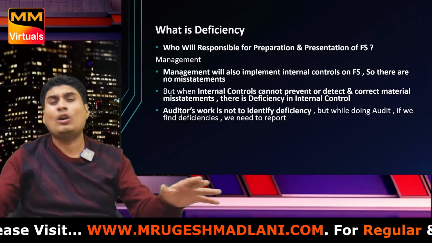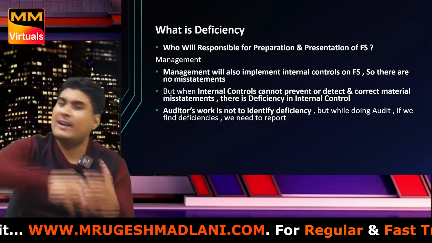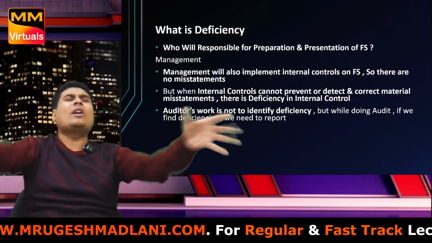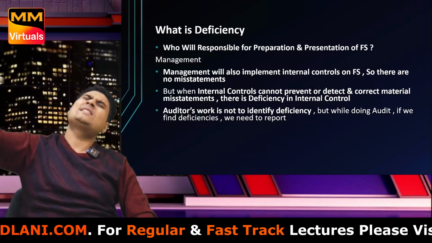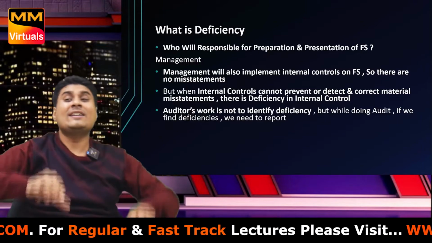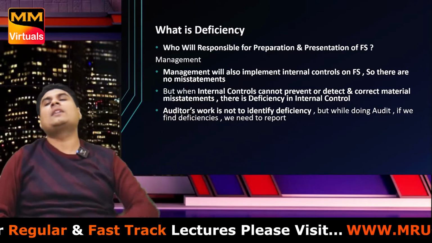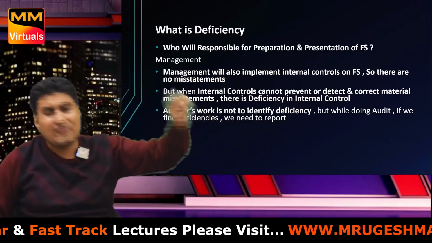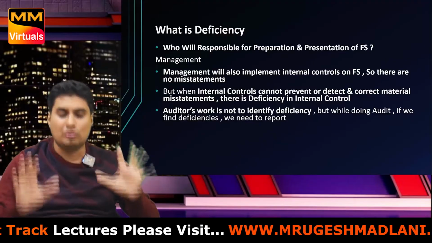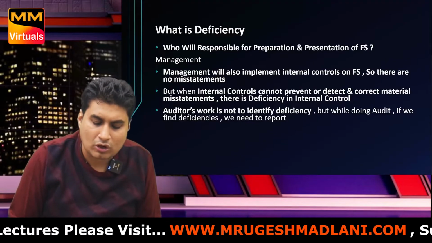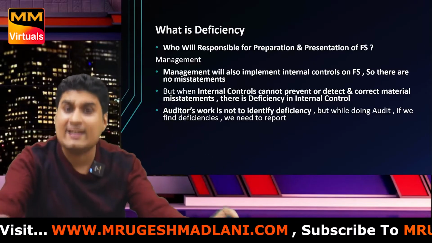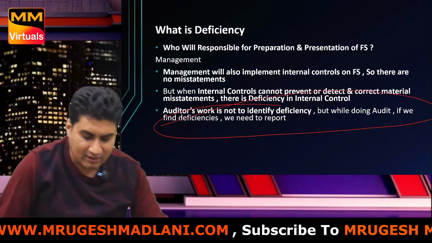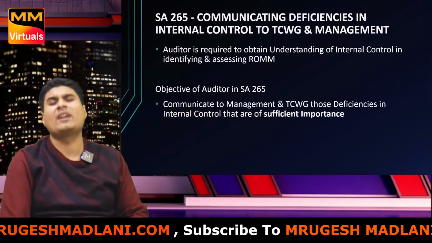Our work is not to identify deficiency, but to do audit. But while doing audit, if I find a deficiency, means what? Control is unable to prevent or detect and correct material misstatement. I will report to management or TCWG. Come here. Auditor's work is not to identify deficiency, but to do audit. But if during audit we find deficiency, we will report. What is significant deficiency?